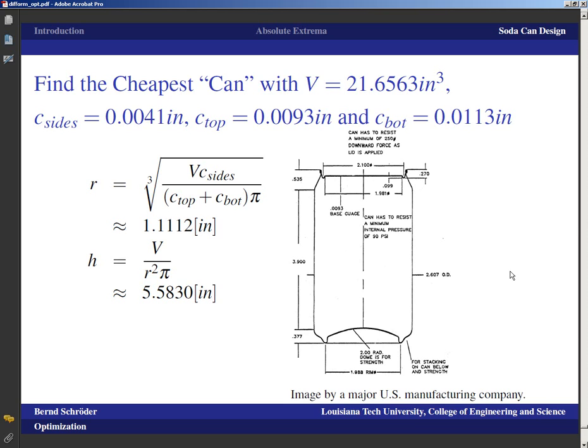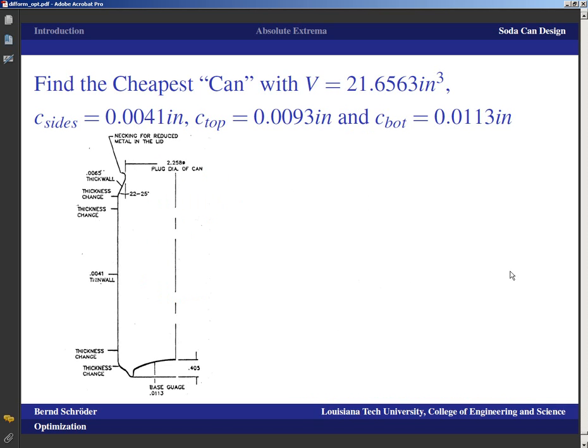And again, I am very grateful to this company that provided these images to me, and they just want to be referred to as a major US manufacturing company. If we're looking at the other one, the actual plug diameter is 2.258, which is a little bit more than the 2.22 that we computed, so that is actually really good.